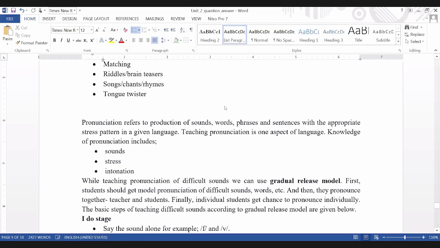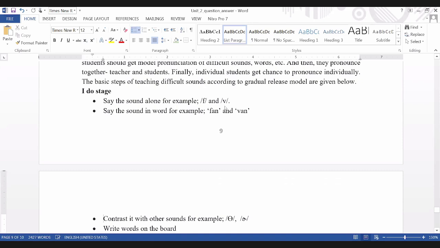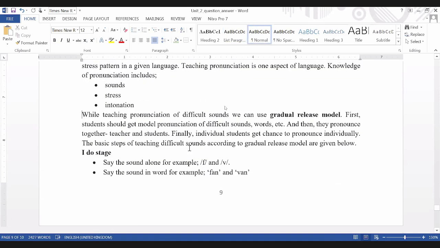So here I'll make one question. Please show us what are the basic steps of supporting or facilitating learning pronunciation of sounds and words to the lower secondary level students. You use the gradual release model. This is a very useful model in pronunciation.